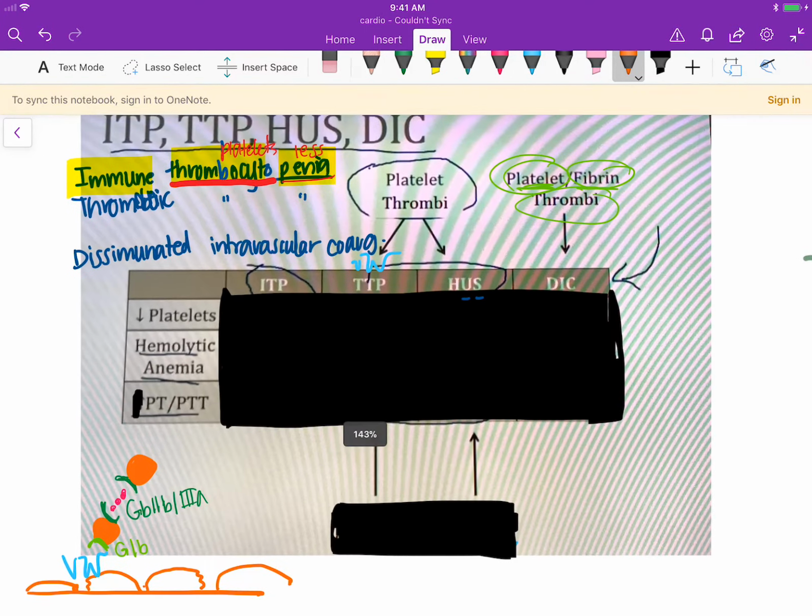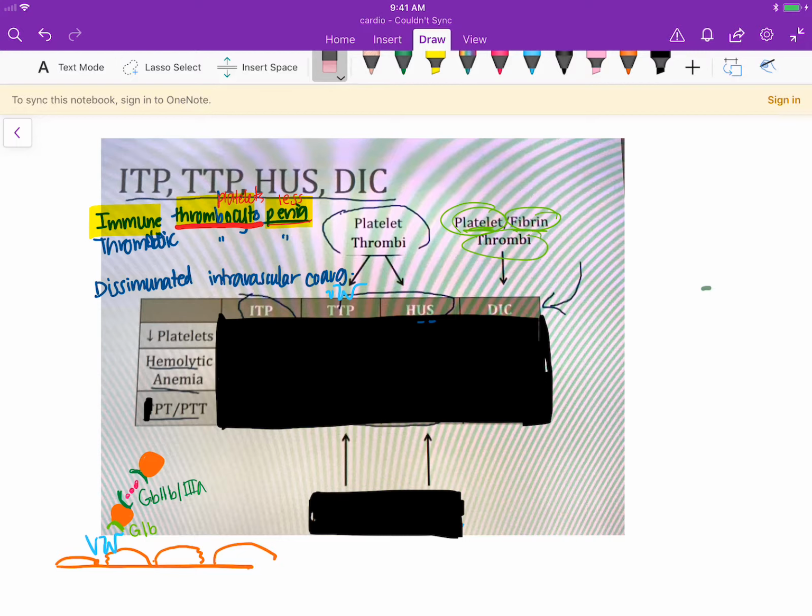Now, if you have a problem with your platelets, such as an immune response, what happens is that your body develops an antibody against GP2B3A. So your body develops an antibody here. Sorry, this is a fat antibody, as you can see. So you have an antibody here. And then this eventually gets cleared by the spleen.